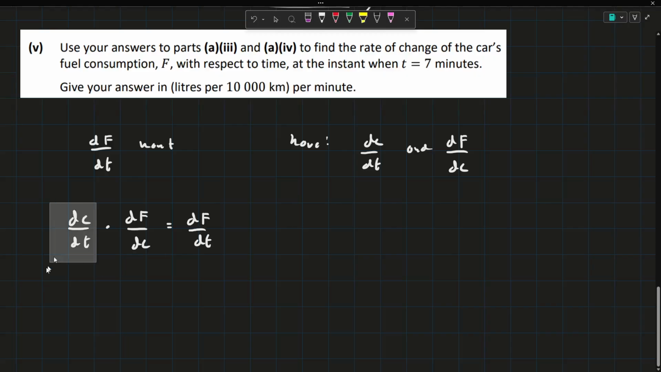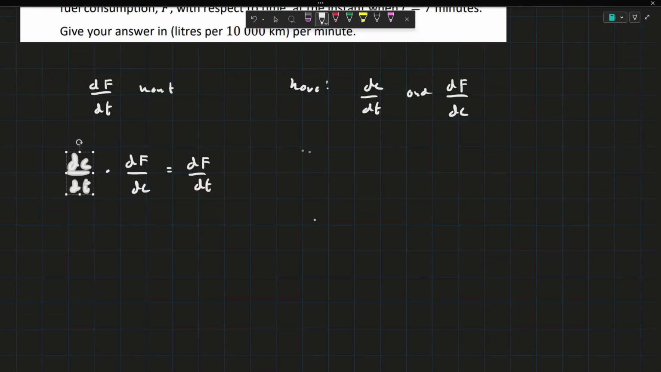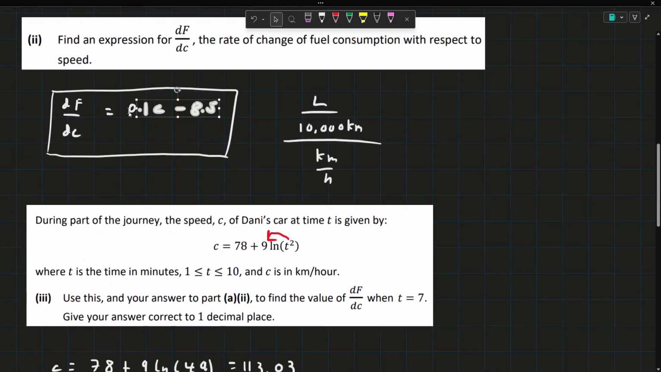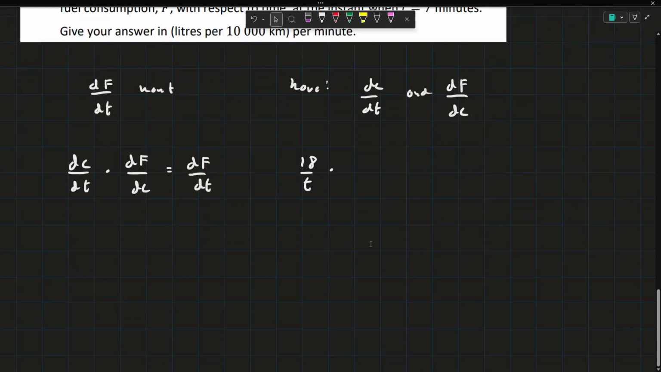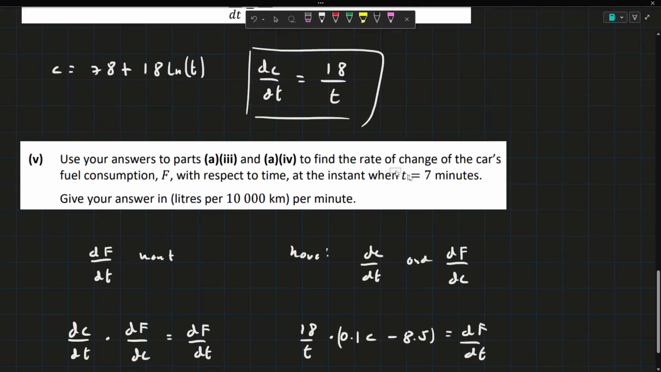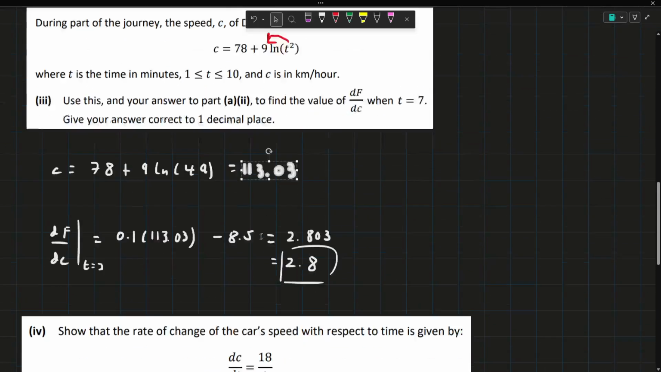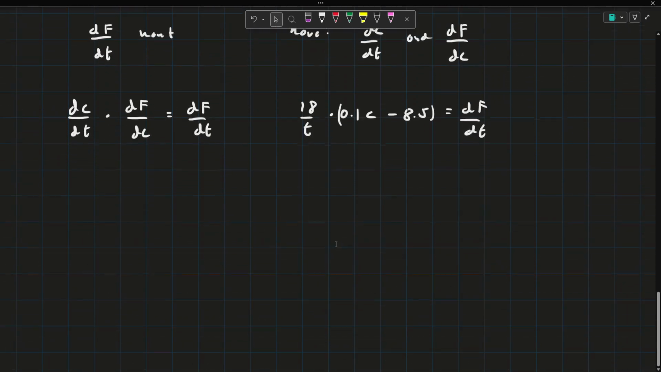So now dc over dt is 18 over t. So we'll have 18 over t multiplied by df over dc, which is 0.1c minus 8.5, and that's equal to df over dt. Now they asked at the instant when t is equal to 7 minutes. So remember when t was equal to 7, we found that c was 113.03. So that's everything we need to know to sub it in.